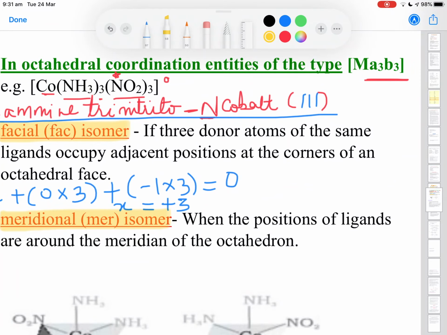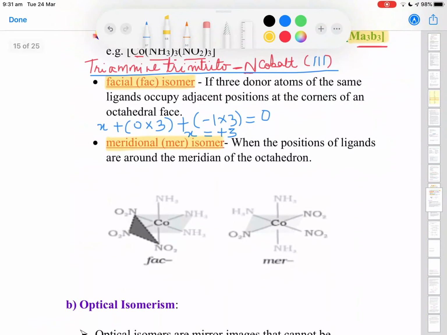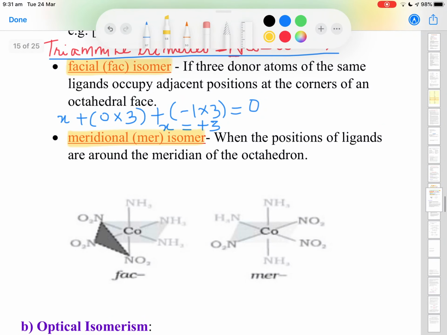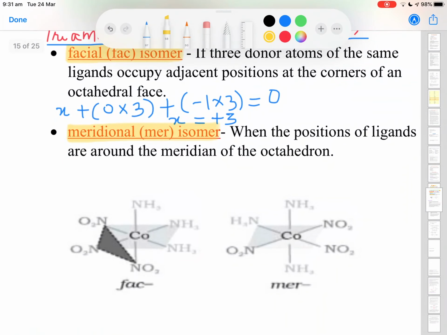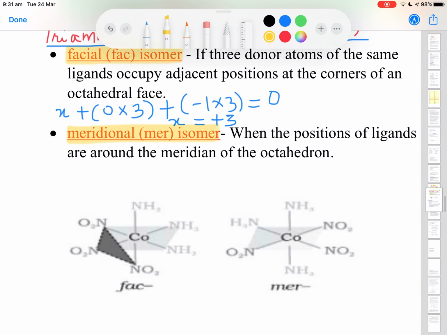form of MA3B3 type. Now, how do we define it, and what is the basic structure? Now, why do we call it facial? We call it facial because the same type of ligands occupy the corners of an octahedral face. I can highlight here for you. They occupy the corners of an octahedral face.